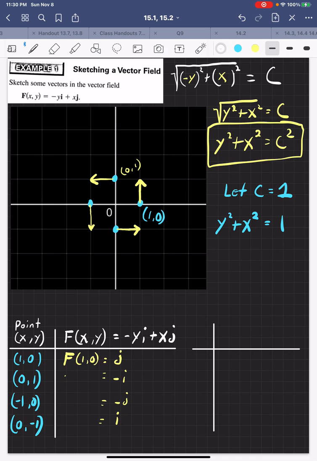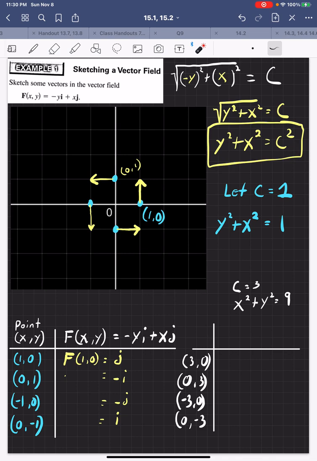So now, if we let c equal 3, then we have x squared plus y squared is equal to 9. Now that we have a radius of 3 for our circle, the 4 points that we're going to be plotting are (3, 0), (0, 3), (negative 3, 0), (0, negative 3). And the game is the same. You're going to be plugging each of these into your vector function, and what comes back out is the vector that you're going to plot.